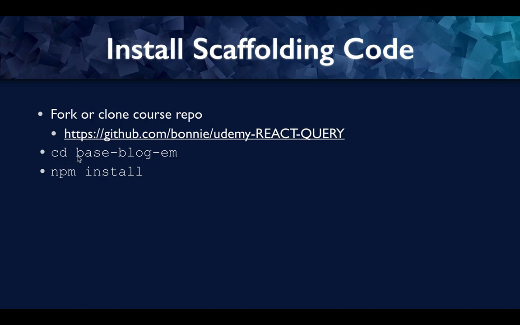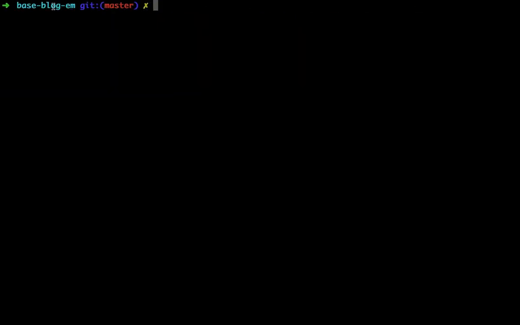And for this section, we're going to be using our base Blogum directory, the base for the Blog Ipsum project. And then just type npm install in order to install what we need for this project. So I'm going to go to where I have this. I'm already in the base Blogum, and I'll npm install.